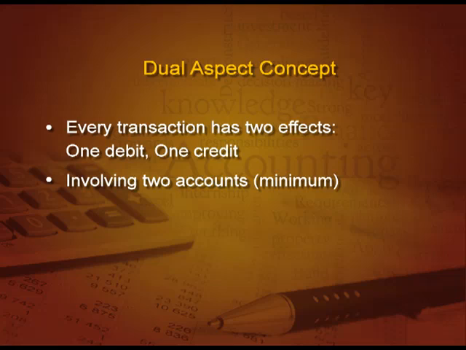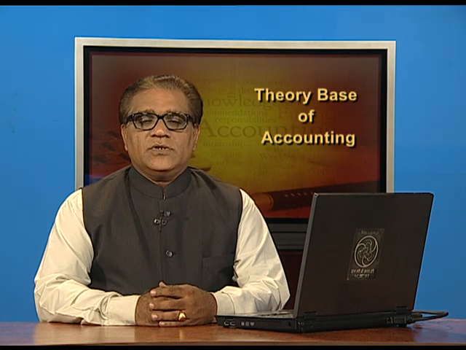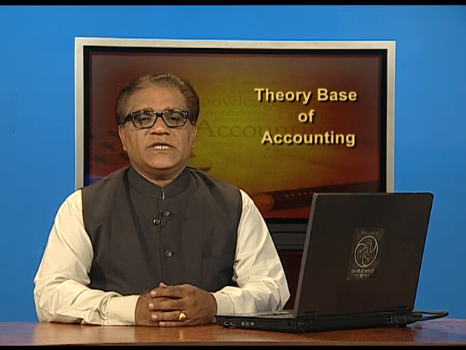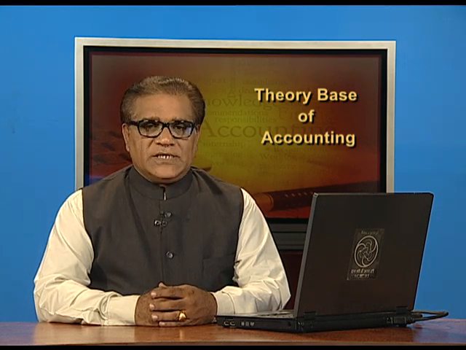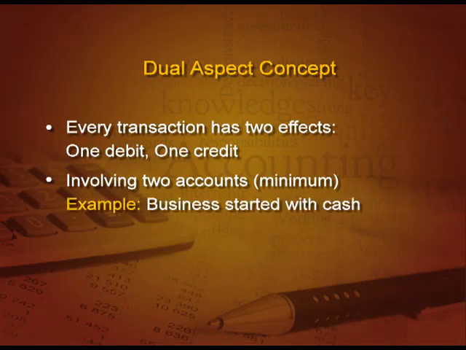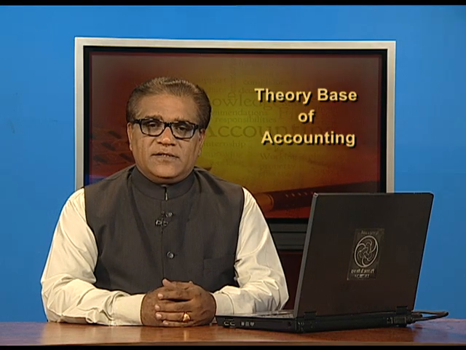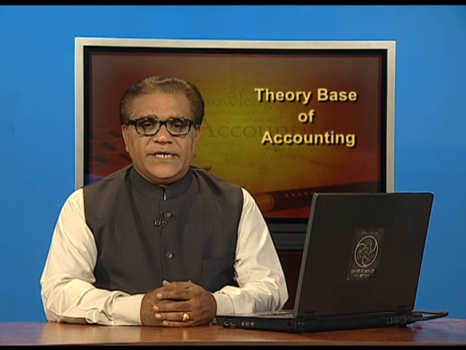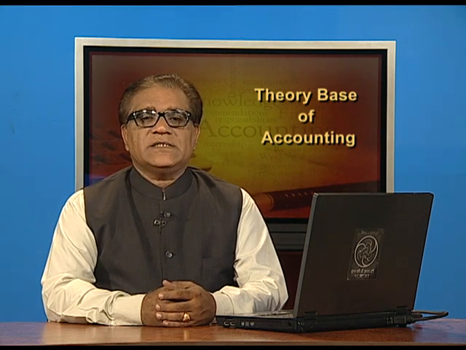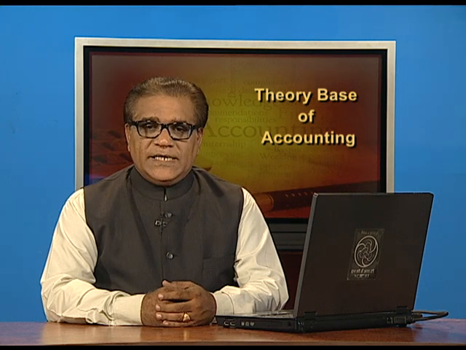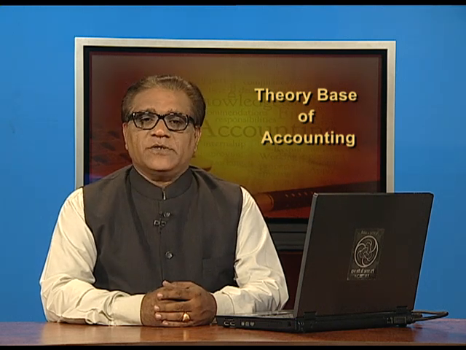It involves two accounts minimum. Whatever transaction we do, there are a minimum of two accounts involved in that. For example, if we start a business with cash, the two accounts involved are first cash and second capital. Cash is coming into the business and the businessman is contributing it towards the capital, that is a liability for the business, and cash is an asset for the business.